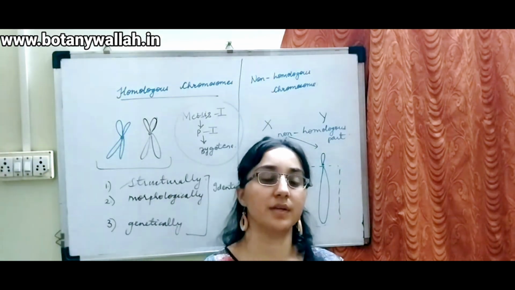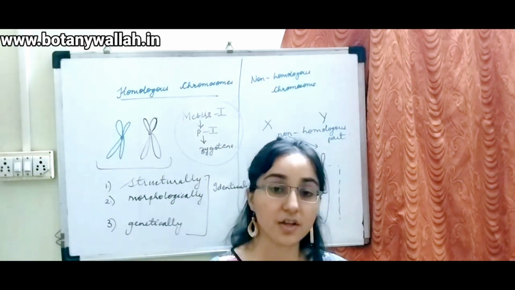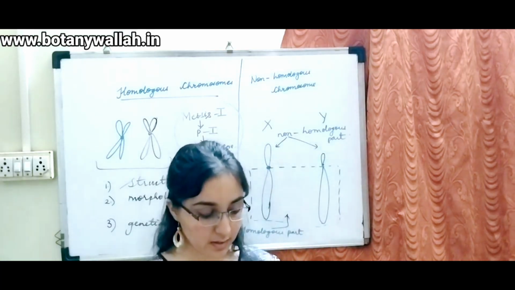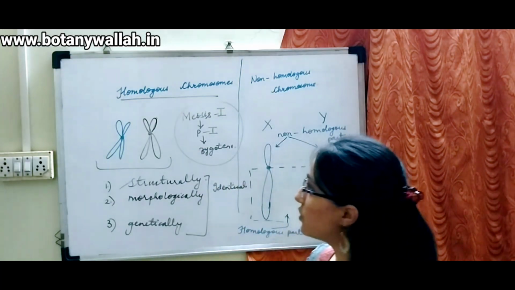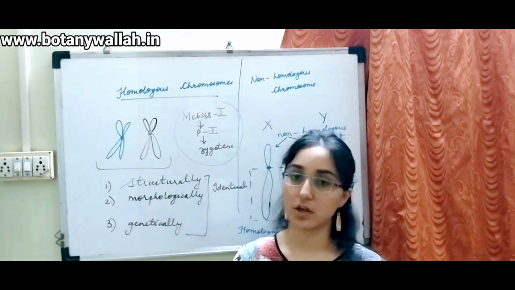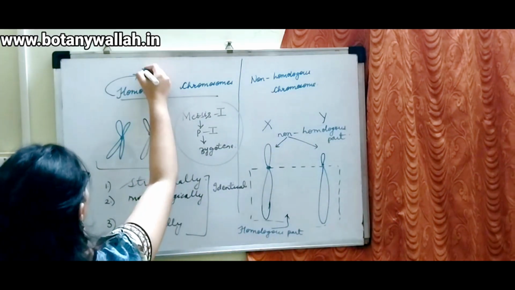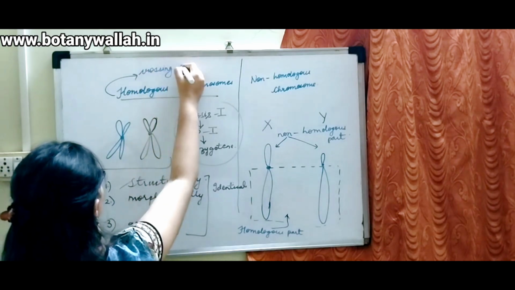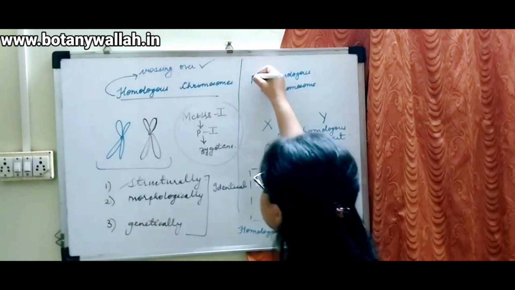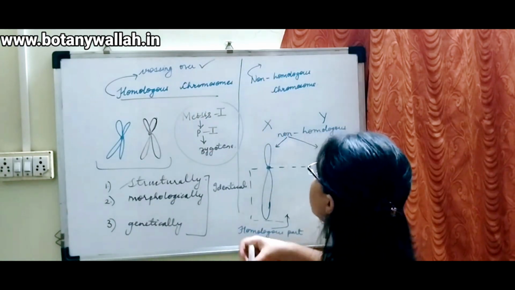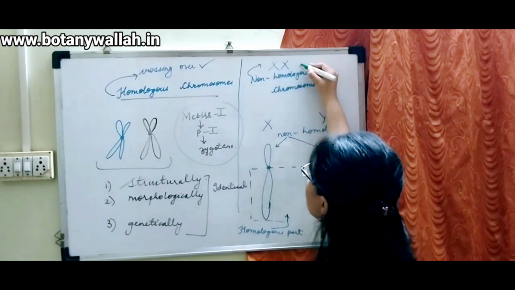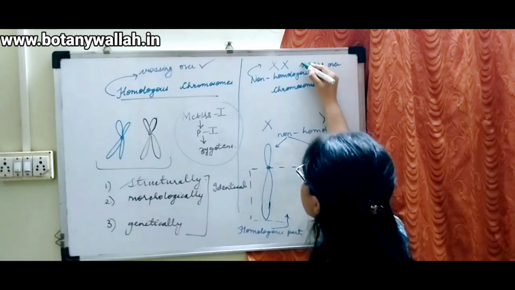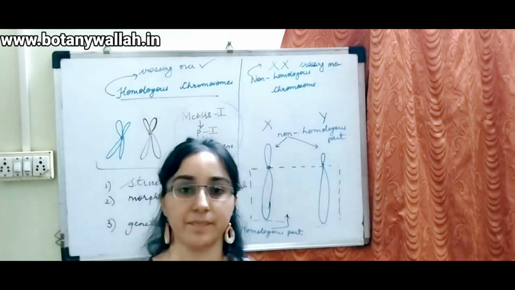The further difference between non-homologous and homologous chromosomes is crossing over. I will speak about the crossing over concept; soon the concept will be clear. So homologous chromosomes undergo crossing over. But these chromosomes, they don't undergo crossing over. Okay? They don't undergo crossing over.